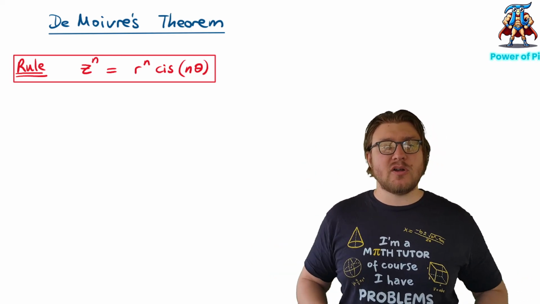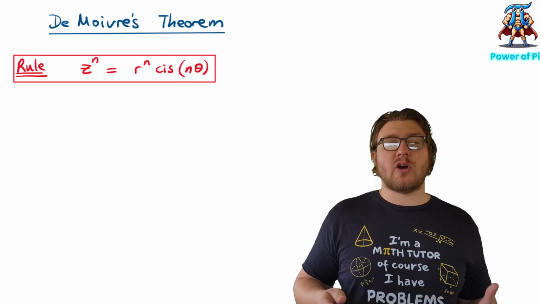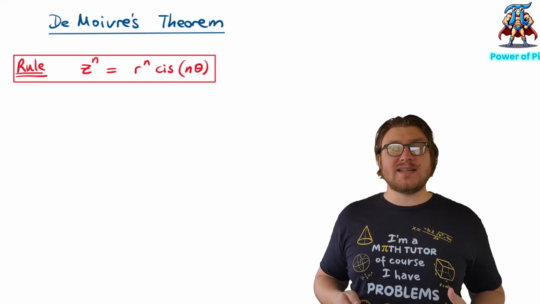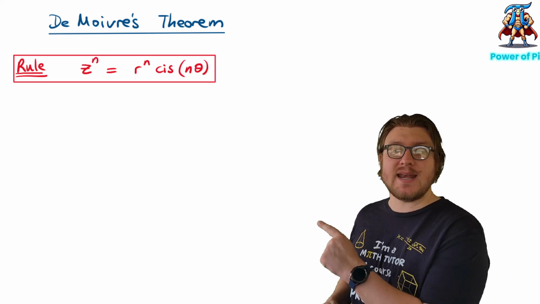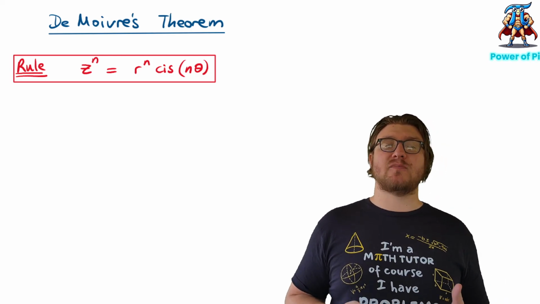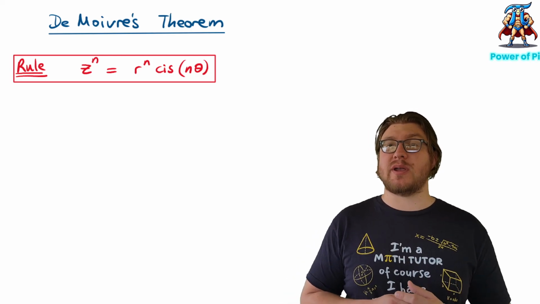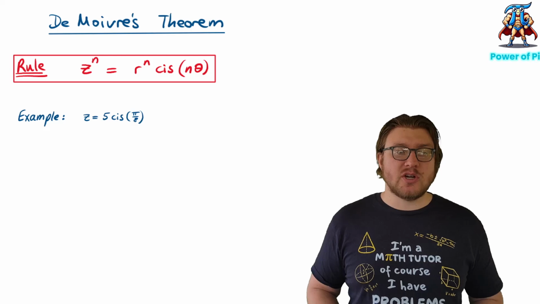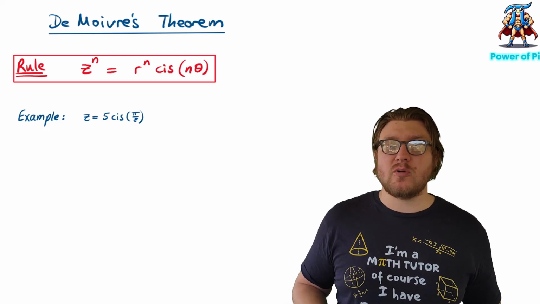So that is not really a formula that we couldn't already think of ourselves, but later on we're going to see n doesn't necessarily have to be a whole number. It can also be a fraction. So let's just apply this rule with an example.